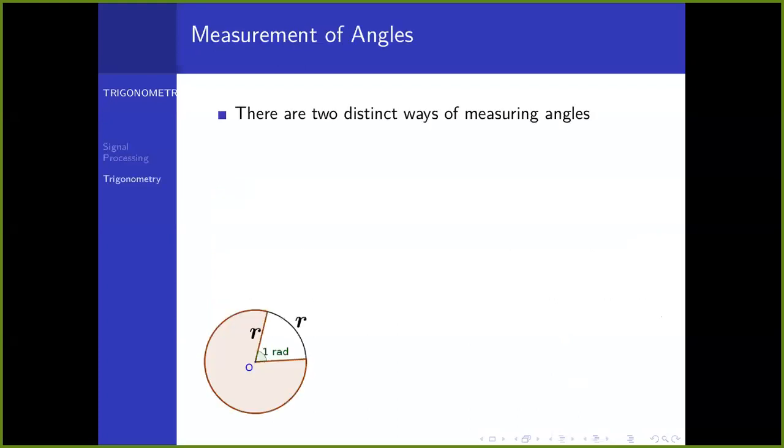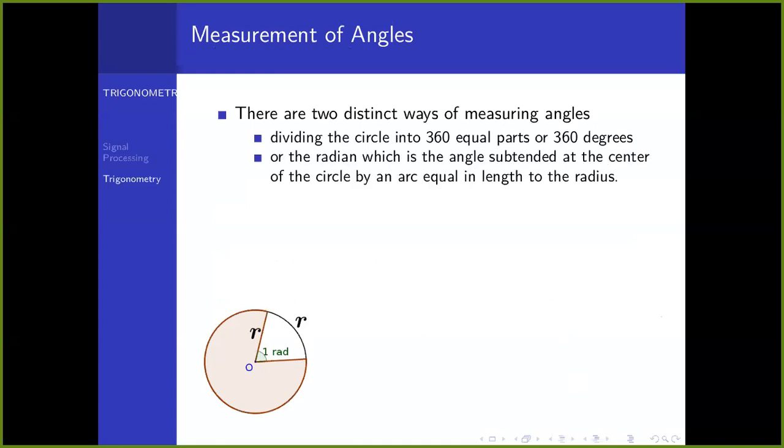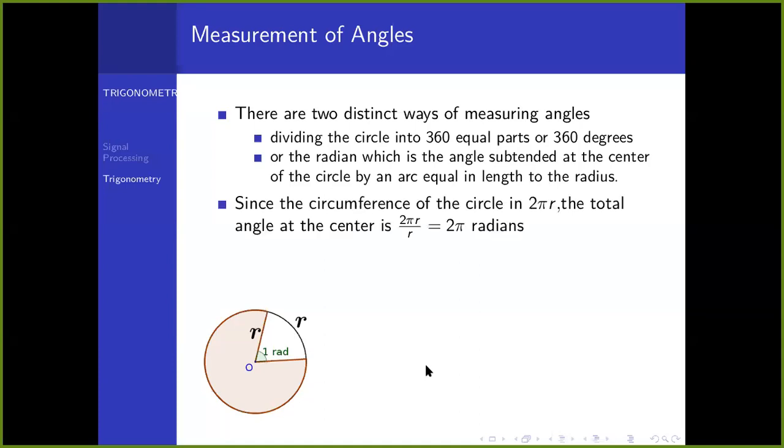So now we move to measurement of angles. We look at two distinct ways of measuring angles. One way would be to divide the circle into 360 equal parts, which we call 360 degrees. The other one is to compute the radian. The radian is simply the angle subtended at the center by an arc of the same length as the radius. So if you find an arc length here that is the same length as the radius, the angle subtended right here at the center would be 1 radian.